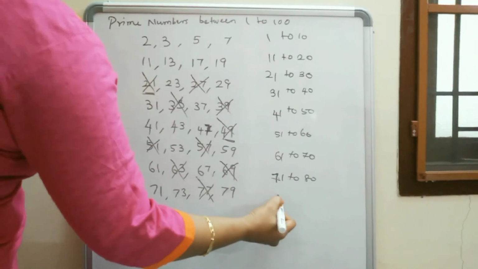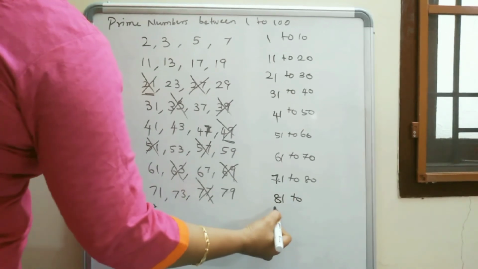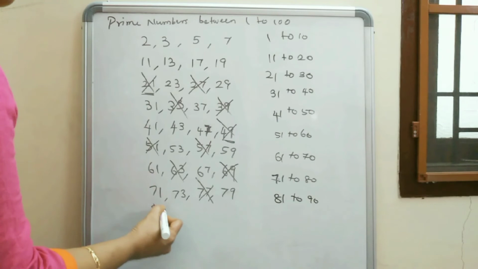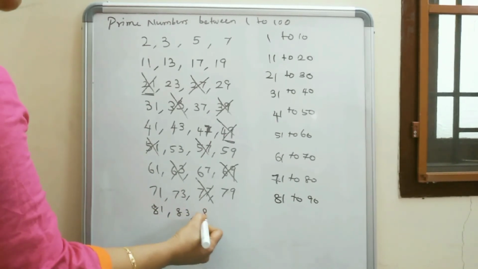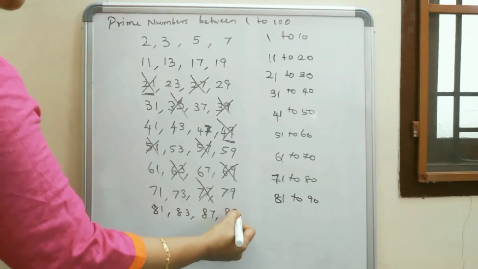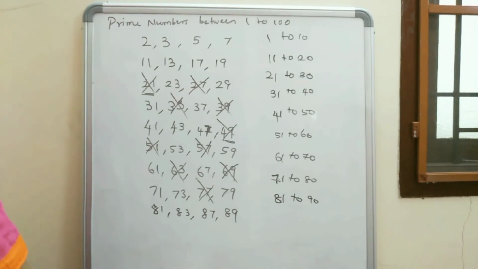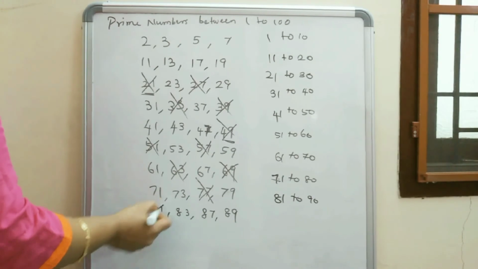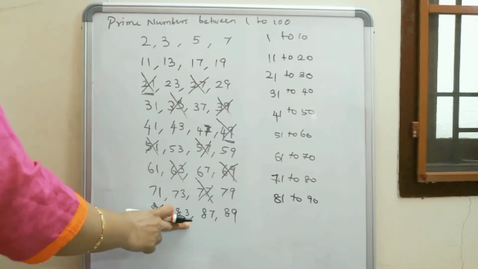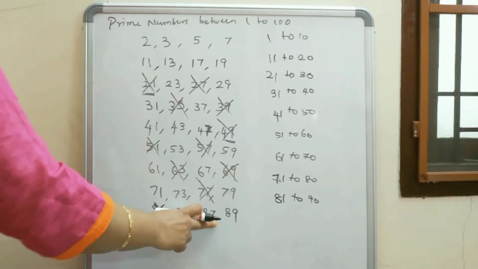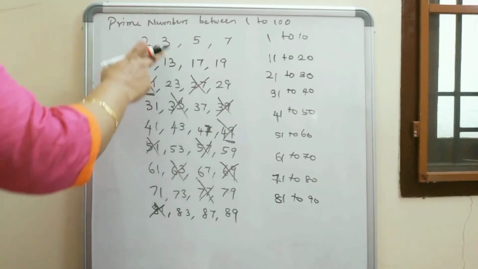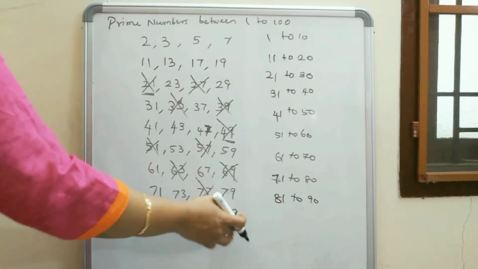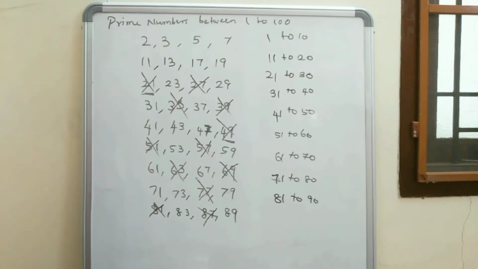Now we are going to consider the numbers between 81 to 90. So it's 81, 83, 87 and 89. Okay, 81: 8 plus 1 is 9. It is divisible by 3, so it is not a prime number. 83 is a prime number. 87: 8 plus 7 is 15, it is divisible by 3, so it is not a prime number, and 89 is a prime number.